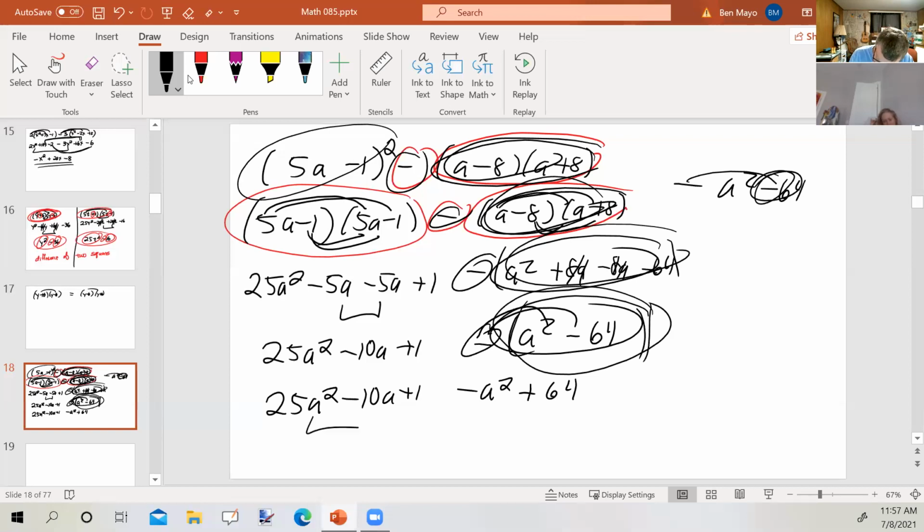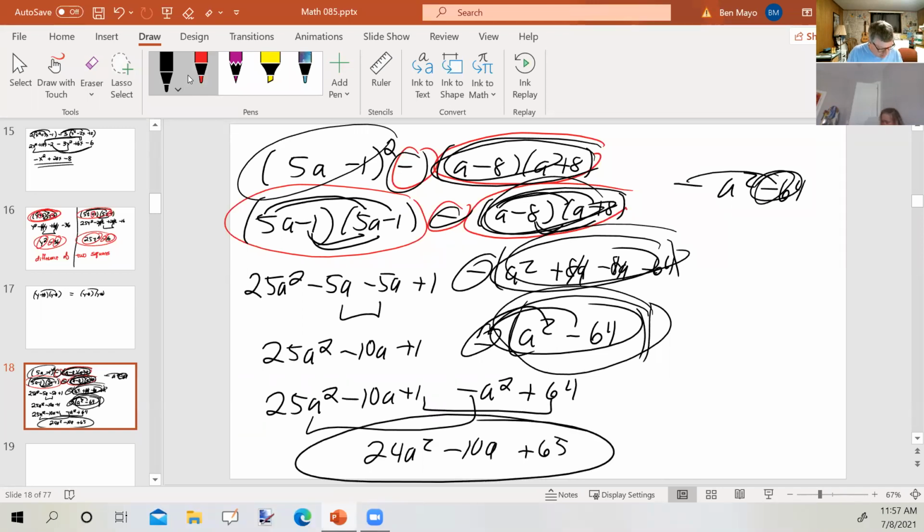All right. Combining like terms, 25a squared minus a squared is 24a squared minus 10a and then plus 65. So there is that lovely answer.